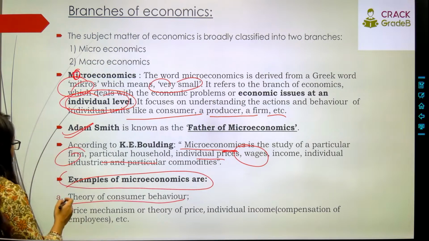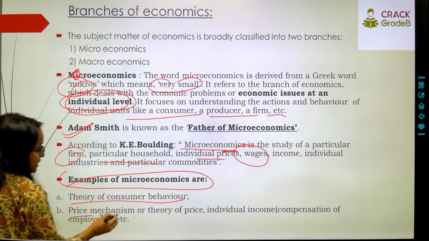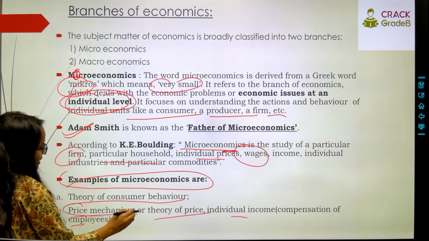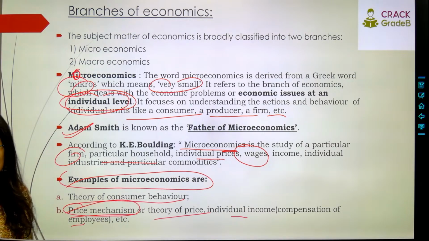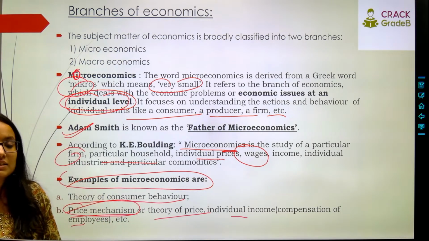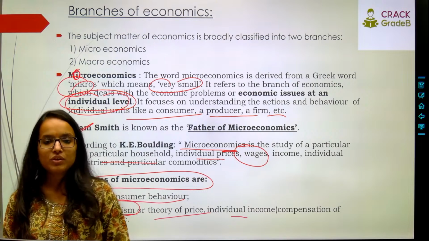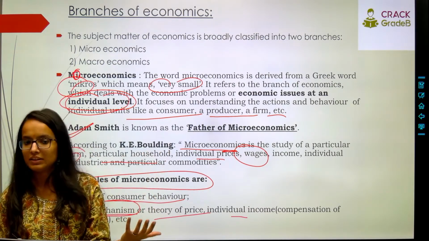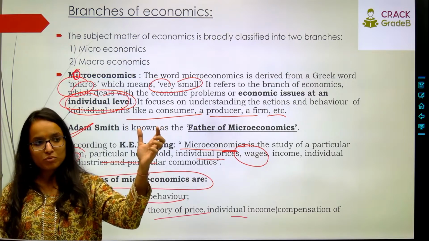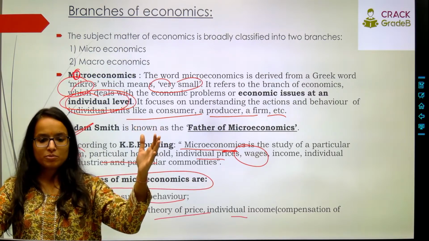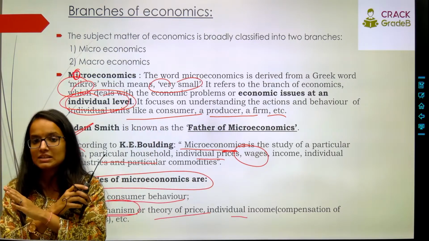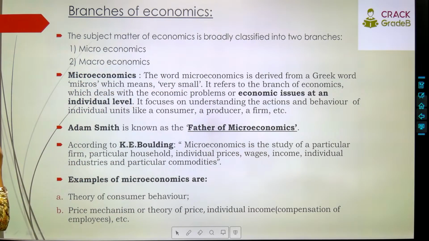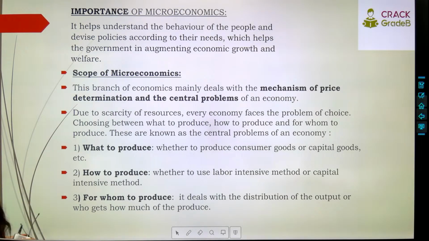Okay. So theory of consumer behavior, price mechanism, theory of price, individual income and employees. Price mechanism means how the price of a commodity is decided, which is decided by the forces of demand and supply in the market, where the demand of a product or service and the supply of a product or service meet, that becomes the price of the commodity. Okay.